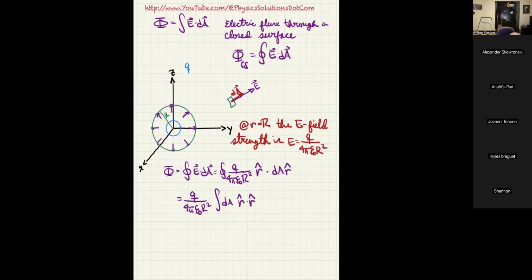Now remember, a dot product A dot B is equal to the magnitude of A times the magnitude of B times the cosine of the angle between them. Now remember, vectors with a little hat on them represent unit vectors. So could anybody tell me what r hat dot r hat is? What's the magnitude of r hat? Anyone?